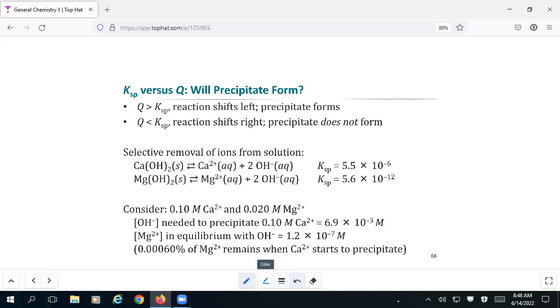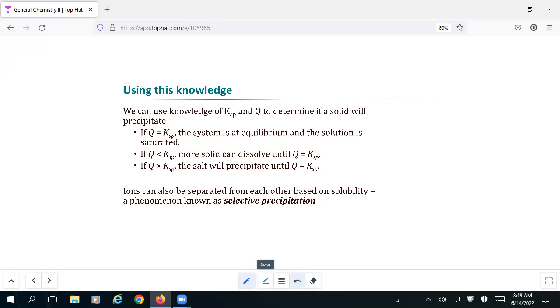And it would be 1.2 times 10 to the negative 7th, which is 6/10,000ths of a percent of the original concentration. So practically zero. We wouldn't say zero, but practically zero. So this kind of idea of selective precipitation can be used in very strategic kinds of ways.